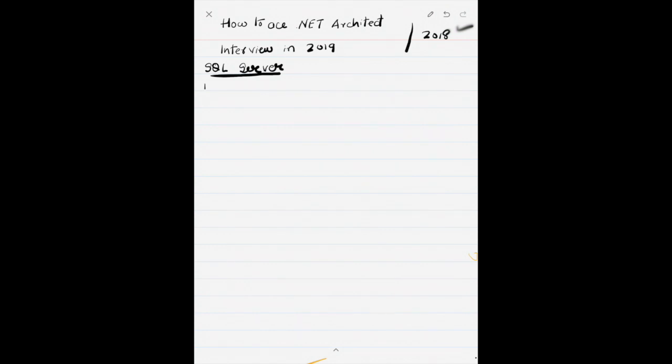How to ace .NET Architect interview in 2019.